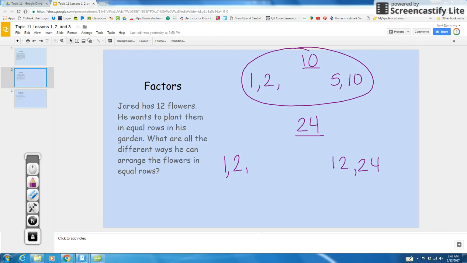Now I think of 3. Well, I know 3 times 8 is 24, so I'm going to put my 3 and my 8. And now I move to 4. And I think, okay, 4 and 6 equal 24. And then I think, well, I'm at 5. No, 5, 6. I already used 6. So I've listed all my factors for 24.